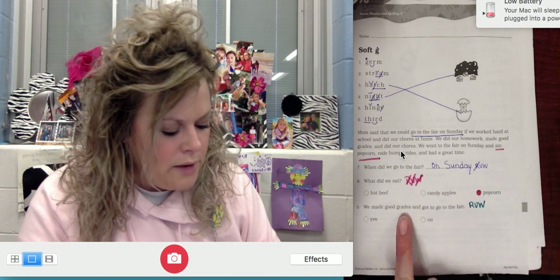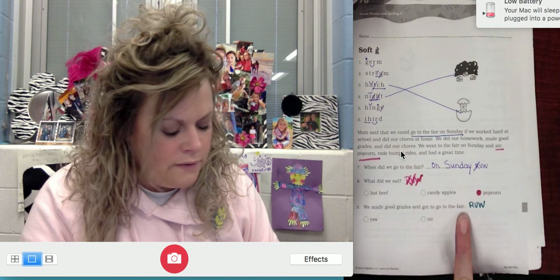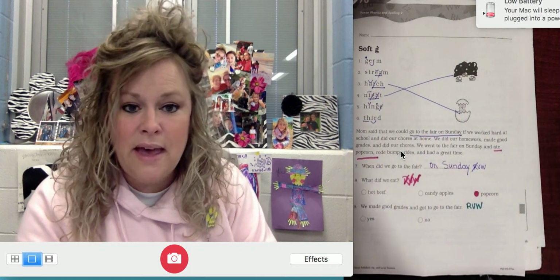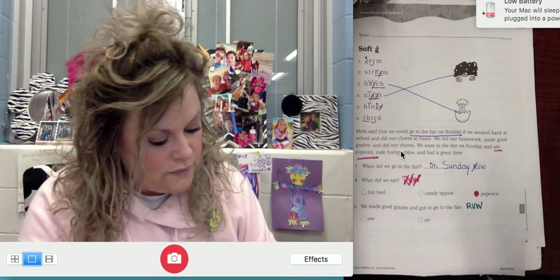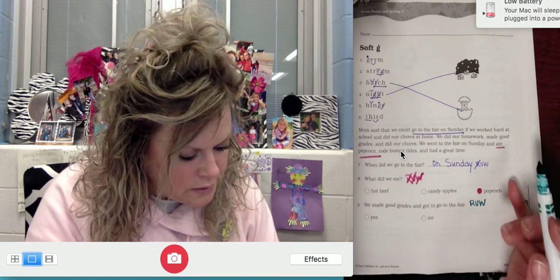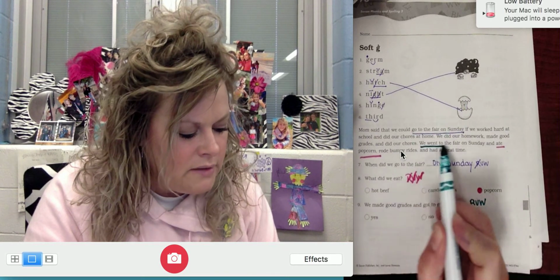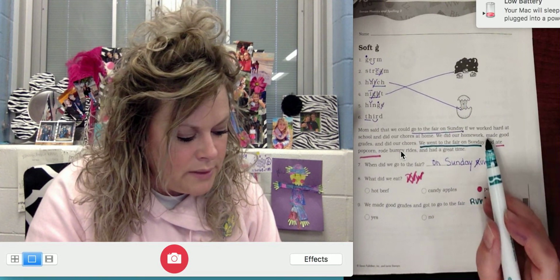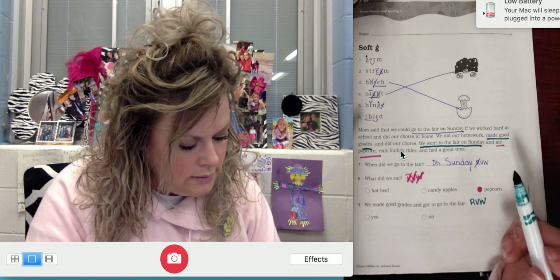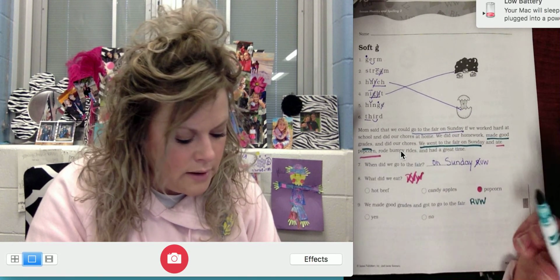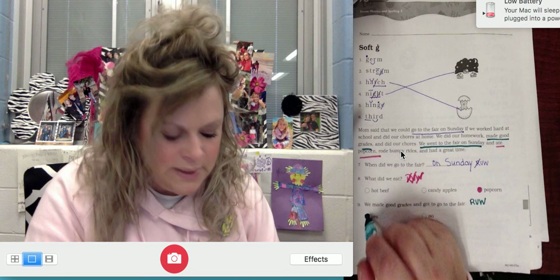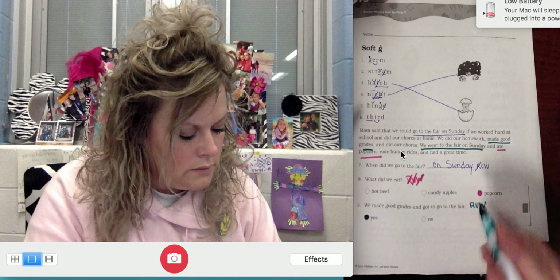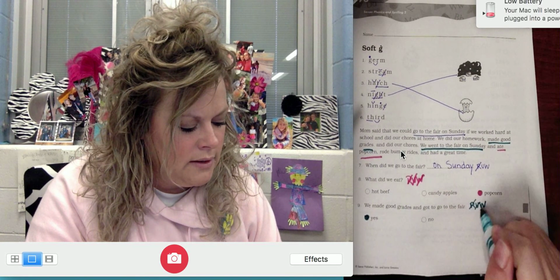We made good grades and got to go to the fair. Let's see. Let's find some evidence that shows they got to go to the fair. I remember they got to go. We went to the fair on Sunday. Yep. And here it even says we made good grades and we went to the fair. So yeah, this is kind of like a true and false. Yes, it happened.